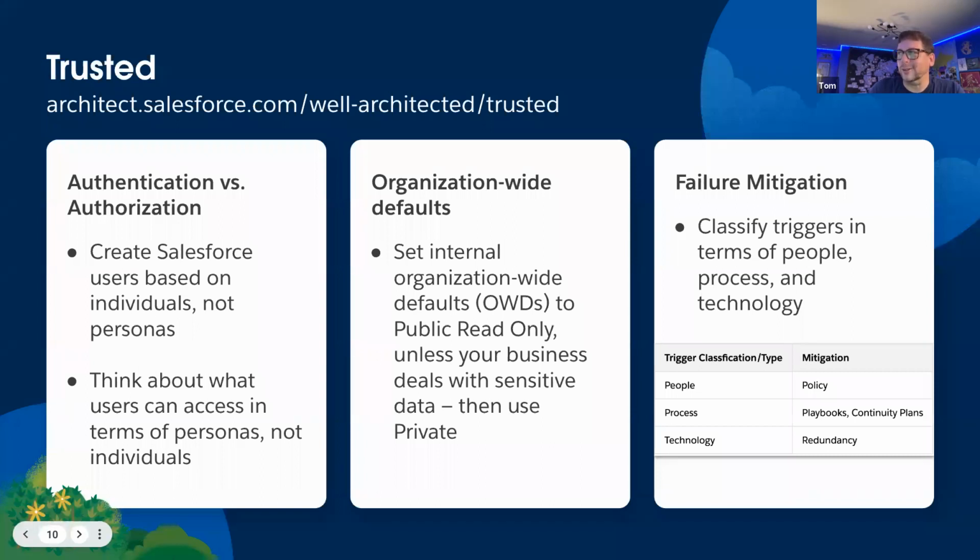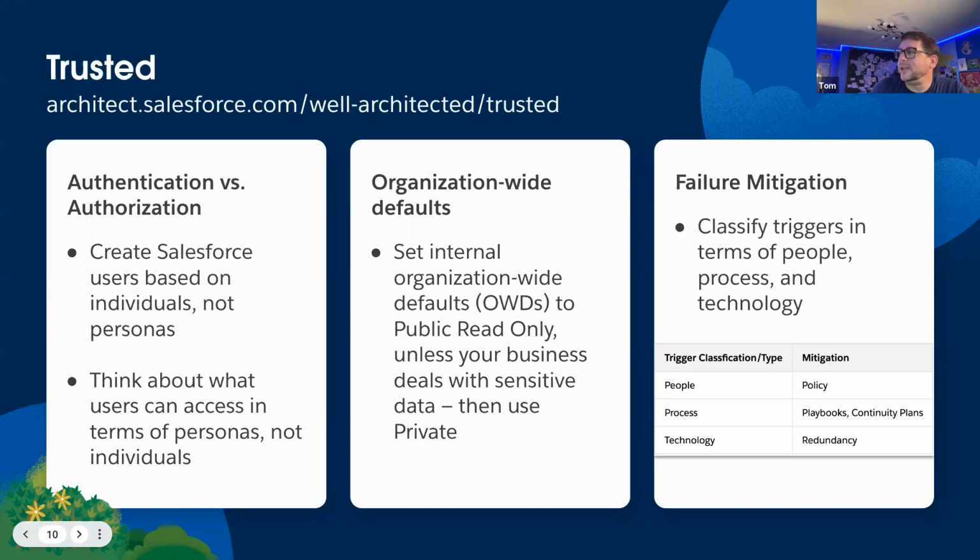And then external OWDs, obviously, those should be private by default unless you have a very good business justification not to. But that is one that we've had discussions about with our security team and other architects, and right now that is the guidance we're giving in Well-Architected.